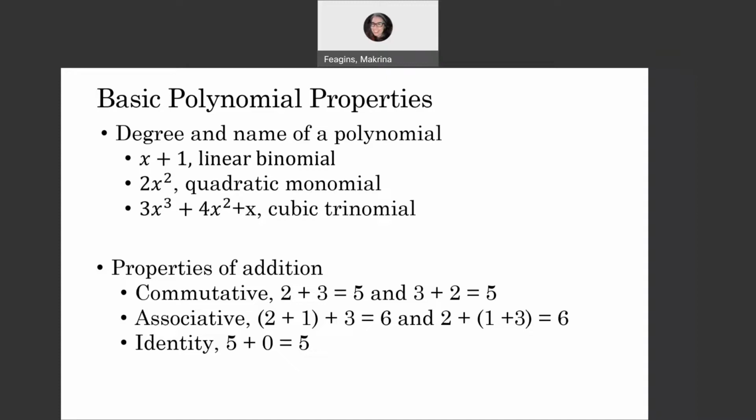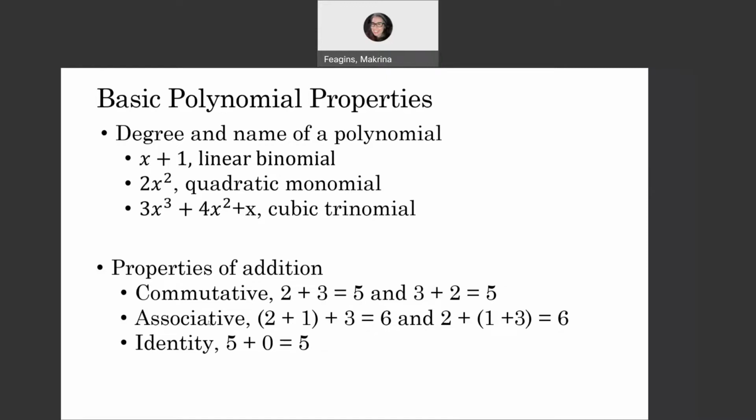The properties of addition in polynomials. Commutative means that we can switch the 2 and the 3, and if we add them, it's not going to affect the end result. So 2 plus 3 and 3 plus 2, it's equal to 5.